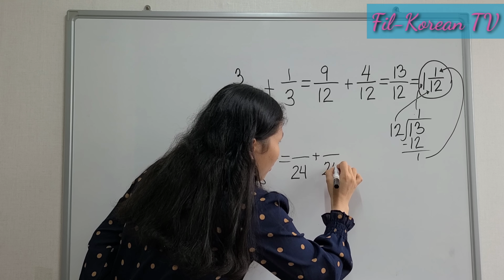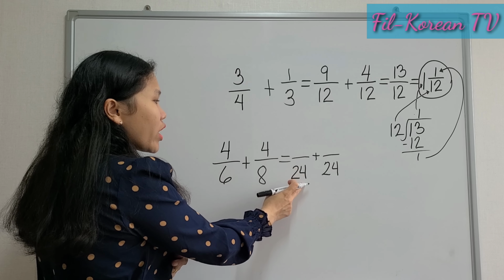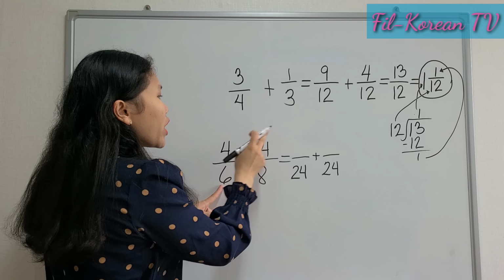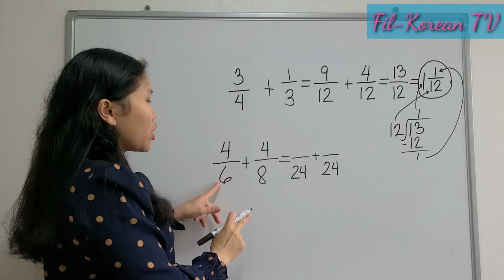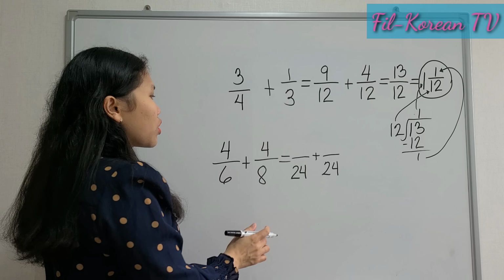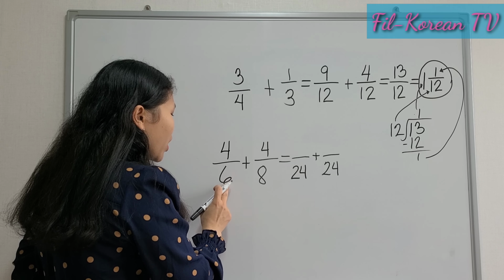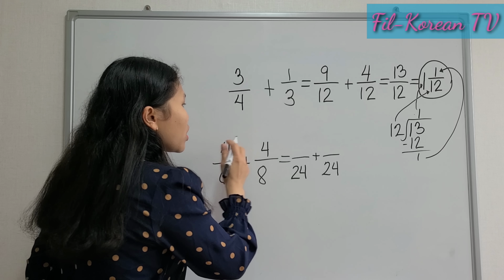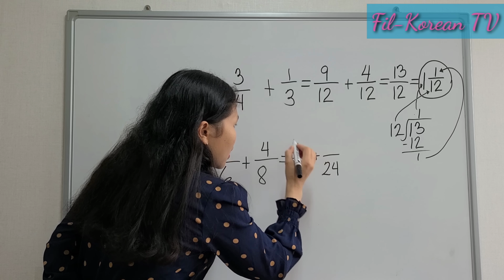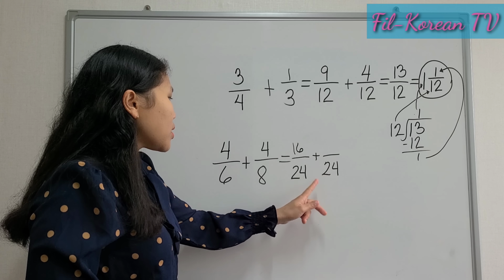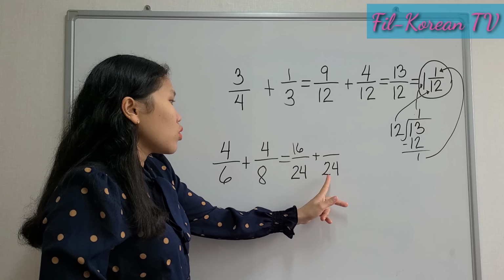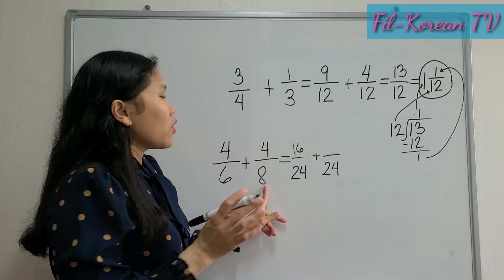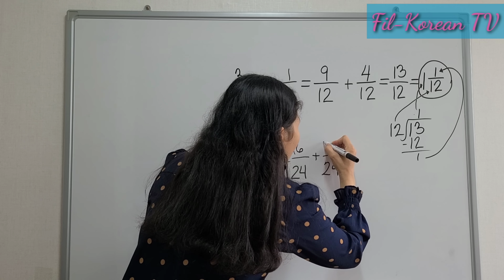24. Next, divide the LCD by the denominator and multiply by the numerator to get the new numerator. This is the old numerator. 24 divided by 6 is 4. 4 times 4 equals 16. Next, this one. 24 divided by 8 equals 3. 3 times 4 equals 12.